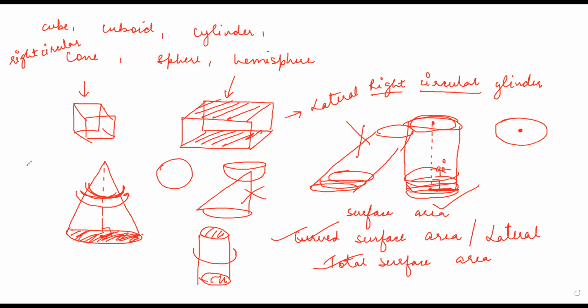Now in case of sphere, it is curved from everywhere. So curved surface area or total surface area will be the same thing in this case. In case of hemisphere, if I just cut it into half, the curved surface area will be different. It will be only this much, right? And if I also add the area of the top, that will be the total surface area.